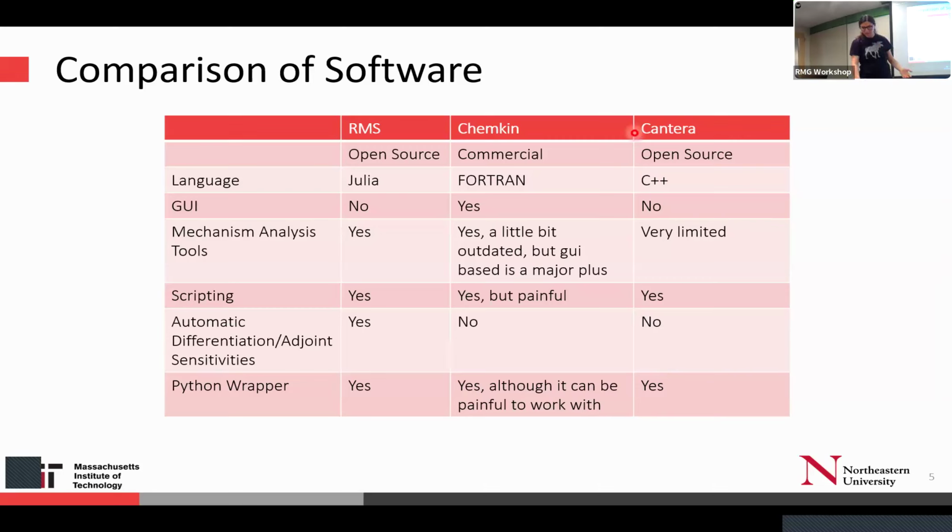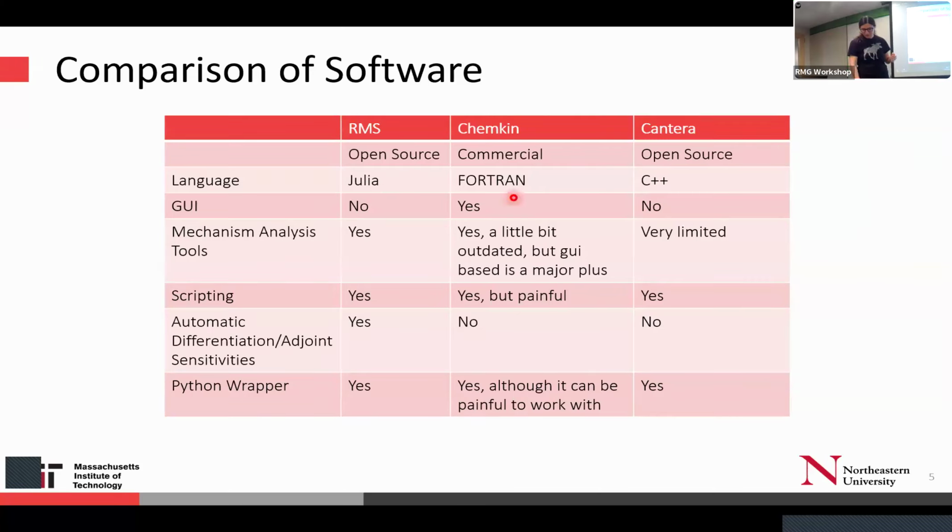So just a quick comparison, some of the simulation software that's available that can handle the mechanisms that RMG generates. We've got Reaction Mechanism Simulator, Chemkin, and Cantera. Chemkin is commercial. Northeastern doesn't have a license for it, so that's one of the other reasons we use RMS and Cantera. We like open source software in our groups. It's good for collaboration and developing new features.